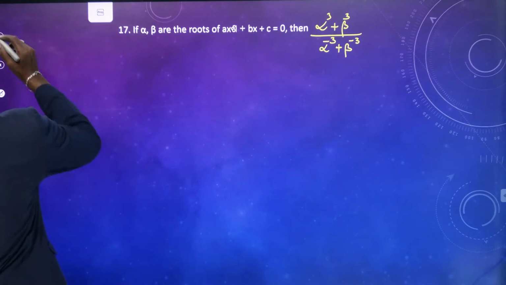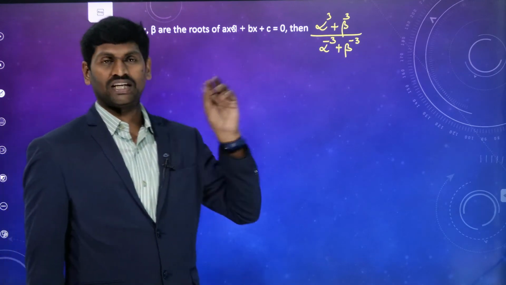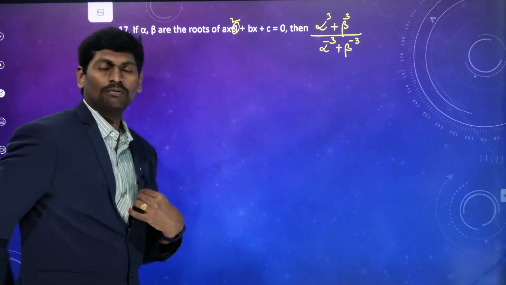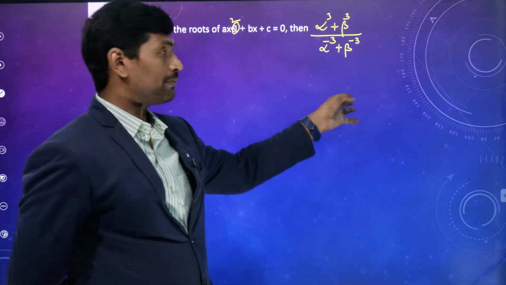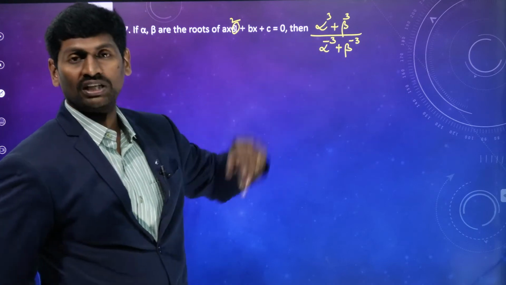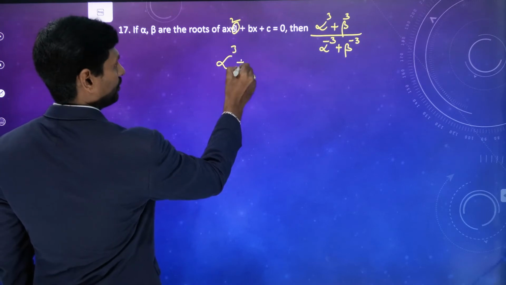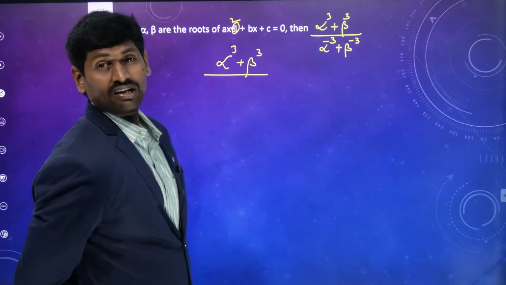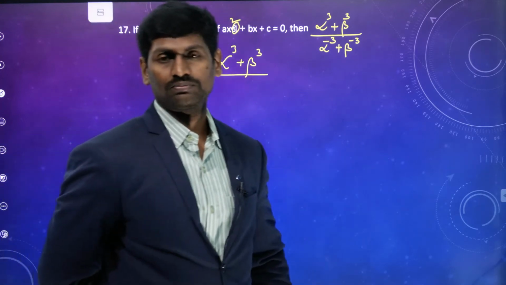Yes, next one. Same concept. Alpha beta are roots, then ax square plus bx plus c equals to 0. Then alpha cube plus beta cube divided by alpha power minus 3 plus beta power minus 3. So let us simplify first. Alpha cube plus beta cube by. So whenever you have the negative powers, we should write in the denominator form.